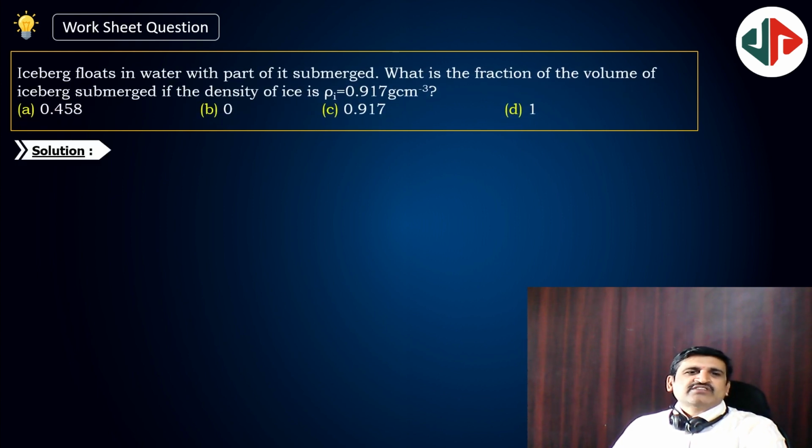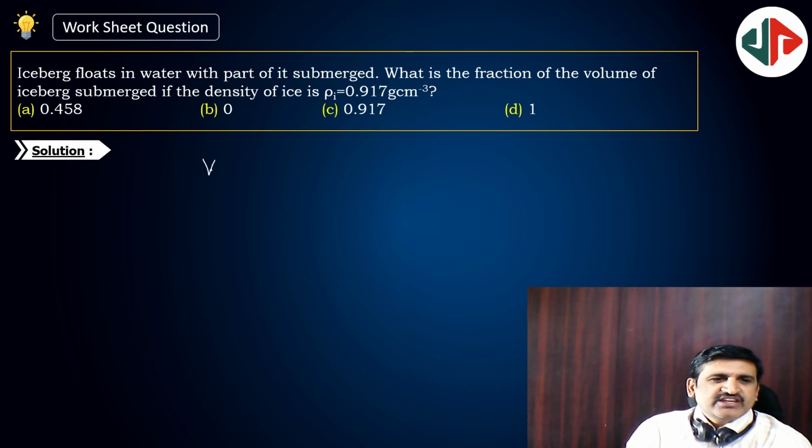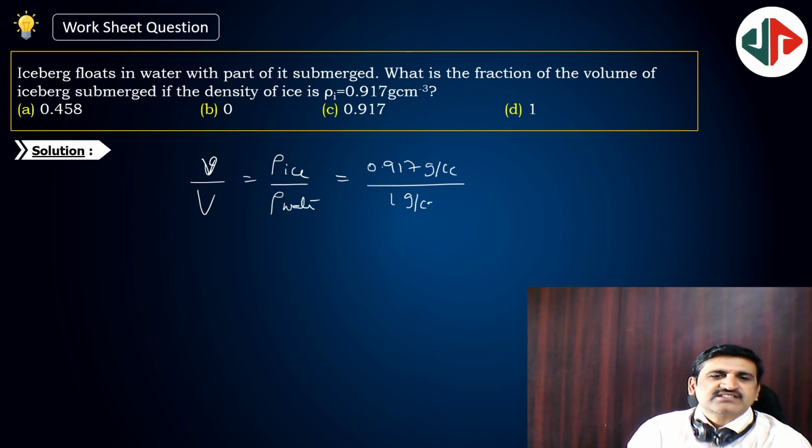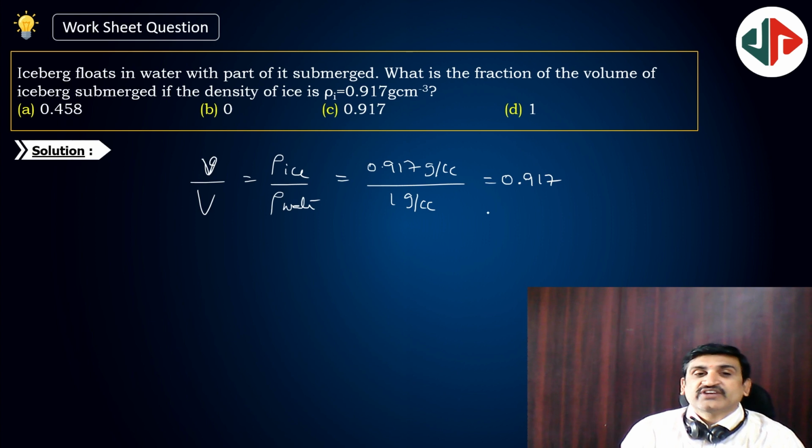An iceberg is floating in water with a part of it submerged. What is the fraction of the volume of the iceberg submerged if the density of the ice is 0.917 grams per centimeter cube? So fraction of ice submerged is V by whole volume. I can write it as V by V is equal to density of ice by density of water. Density of ice is 0.917 gram per cc and this is 1 gram per cc. So answer should be 0.917. That's it. No fraction, no unit. So option C.